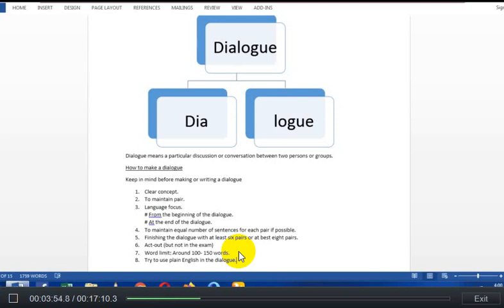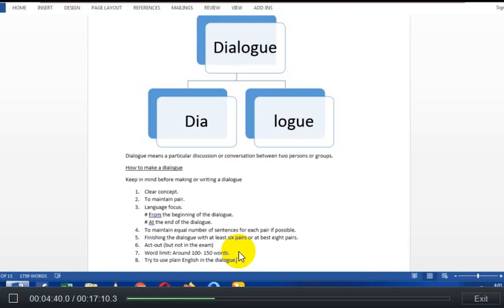Number 6, whenever we make or write down a dialogue, we may try to act out or play the roles, but it is not mandatory in the exam hall. You should not act out in the exam. When you appear at the exam and answer the question on dialogue, you need not act out or play the roles.